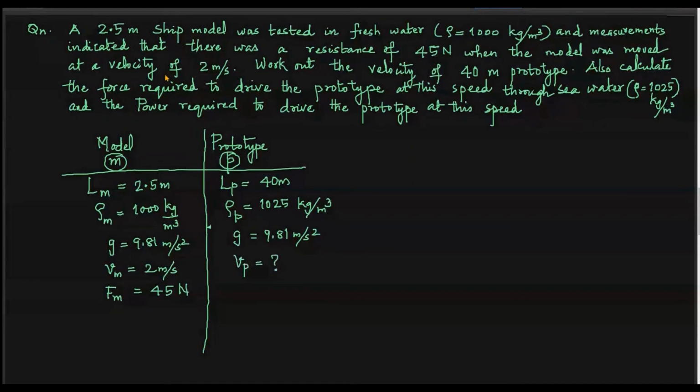And then calculate the force required to drive the prototype at this speed. Whatever speed of the prototype we find out, we find what force is required to propel the prototype ship. So at the velocity we found, what is FP, the force required to drive? Whereas the force required to move the model in fresh water is just 45 Newton at the velocity 2 meter per second.